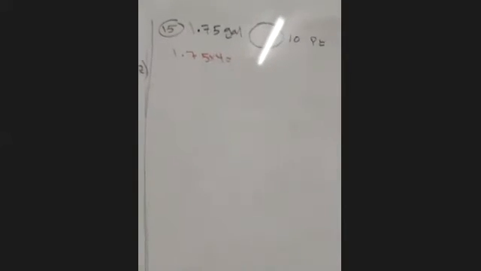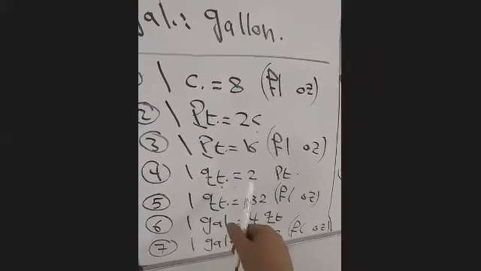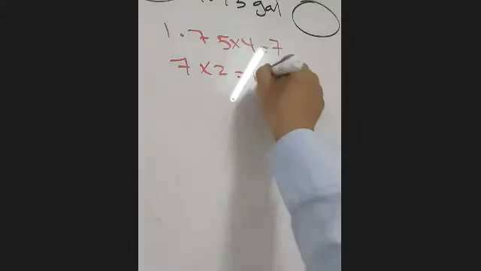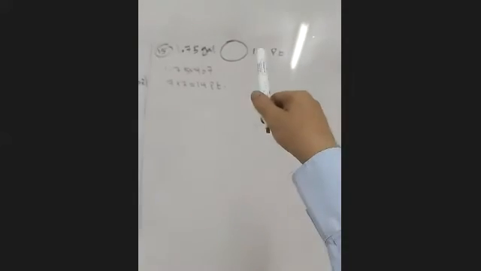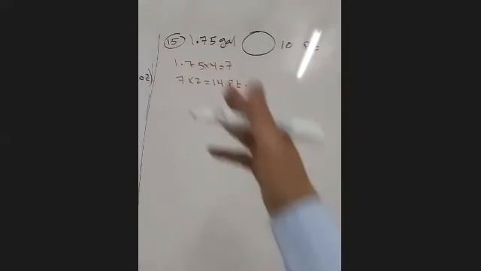Let's multiply. We know how to multiply with decimals, right? 1.75 multiplied by 4 is 7. Now I want to turn the 7 quart to what? To pence, by multiplying with 2. So 7 multiplied by 2 is 14 pence. Now look here. We have 14 pence and 10 pence. Which one is bigger? The 14 pence, which is 1.75, right? Good. This is question 15.